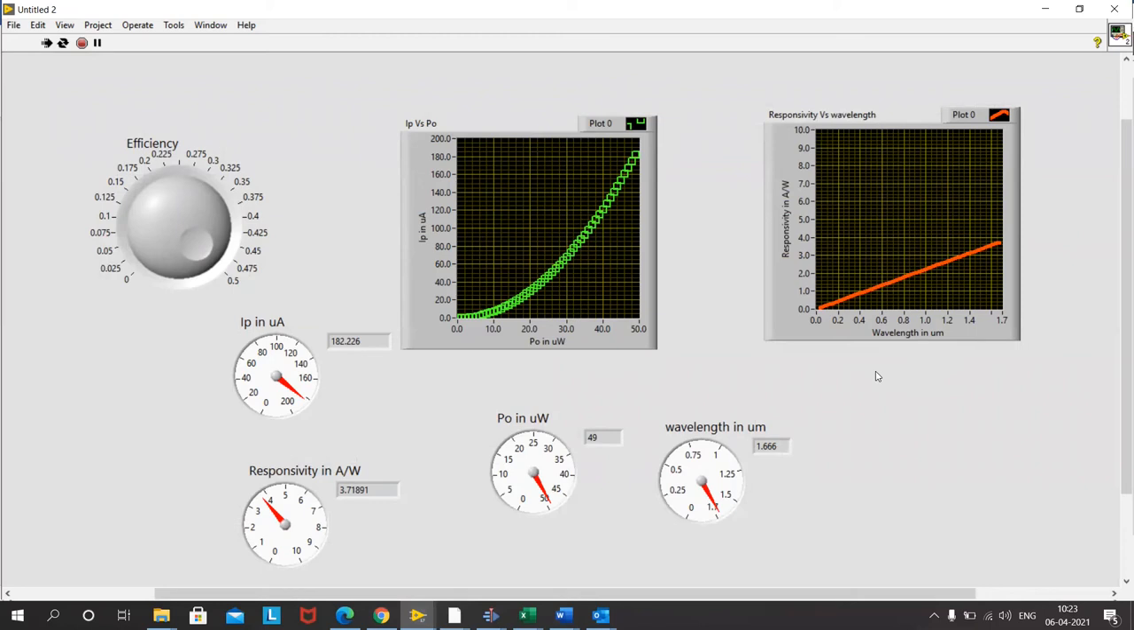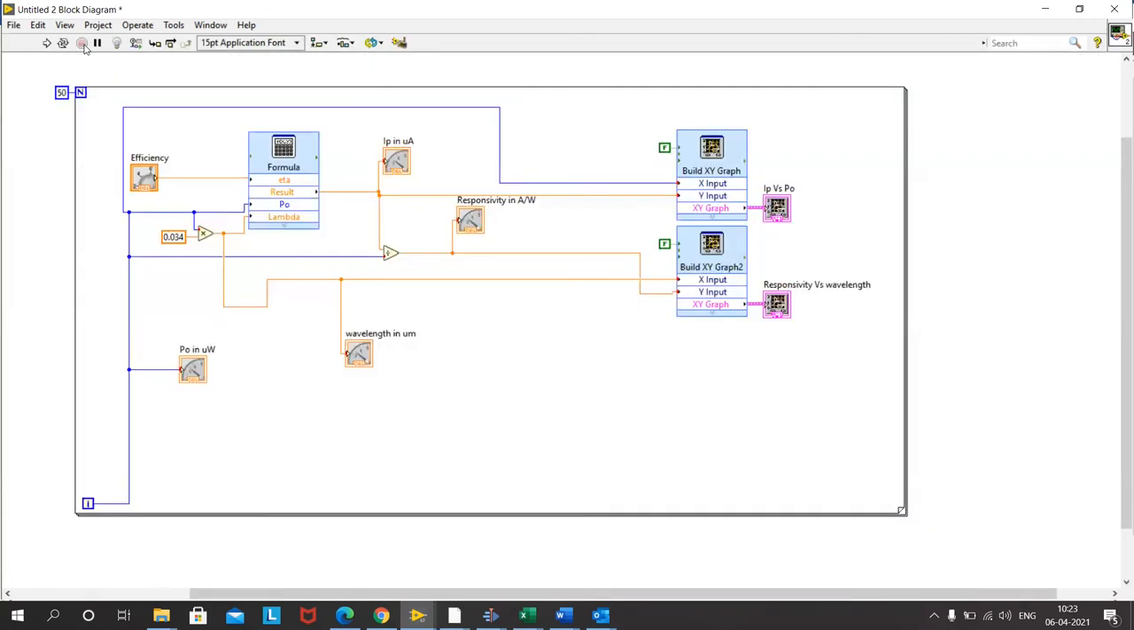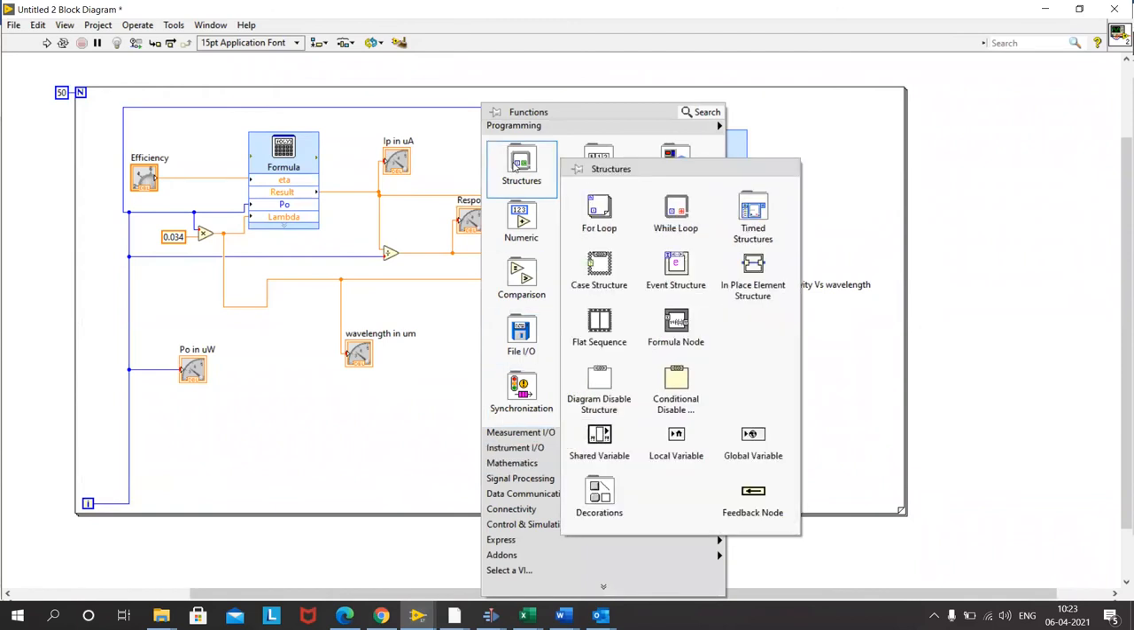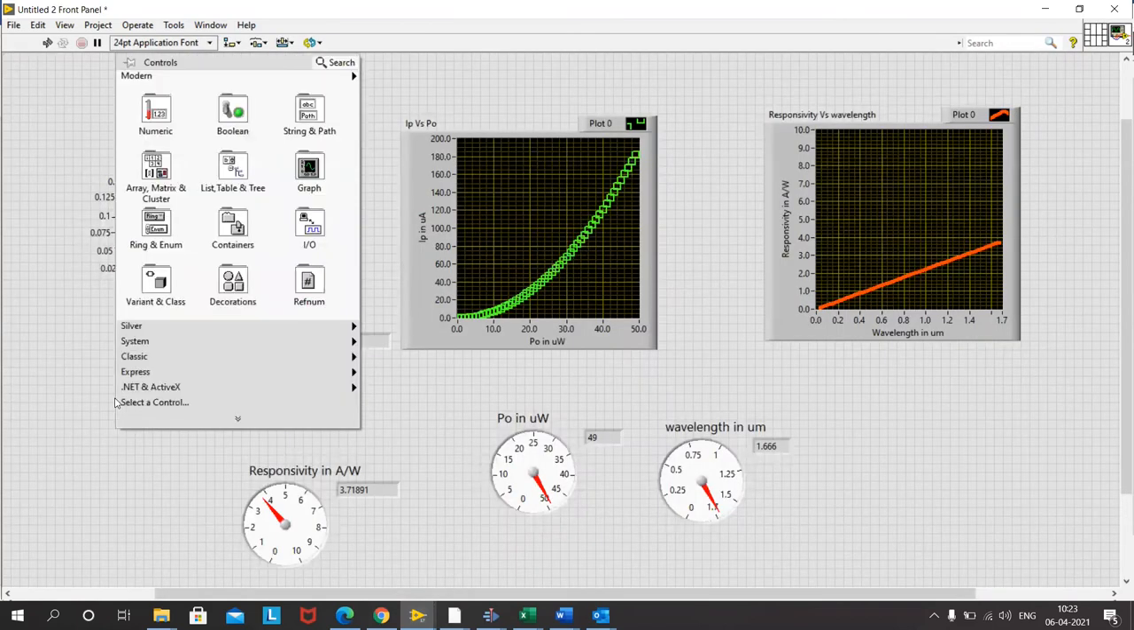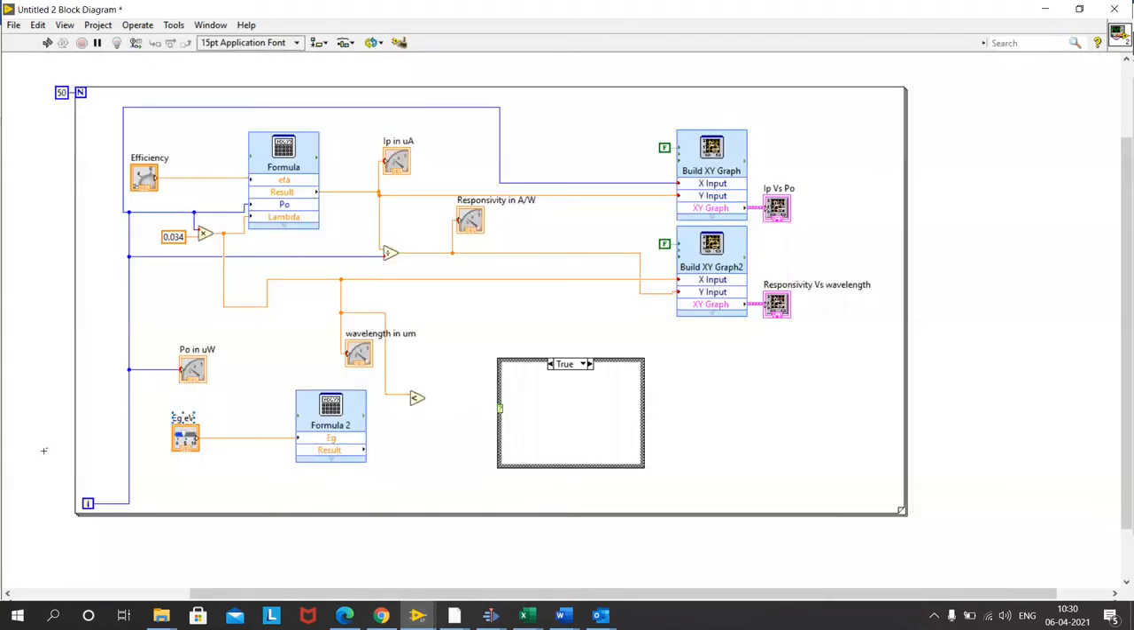Now we need to add a condition where, whenever the wavelength of the photon incident on the detector is greater than the cutoff wavelength, there will be no photocurrent generated. For that, we need to again make a change in our block diagram. We will add a case structure. We need one more input: the band gap of the semiconductor material that we are using, and we calculate the cutoff wavelength using our formula node.